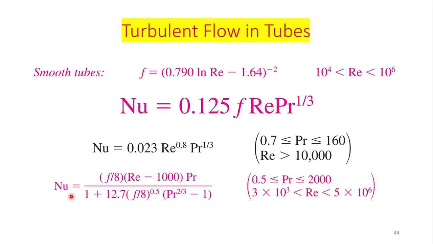So there are multiple expressions given here, but the boundary conditions or limitations are also given on the side. If you have to use an expression, you have to see whether the flow conditions lie in this range or in that range, and use that particular expression for the Nusselt number. Then the Nusselt number will be used to determine other parameters such as the convective heat transfer coefficient.